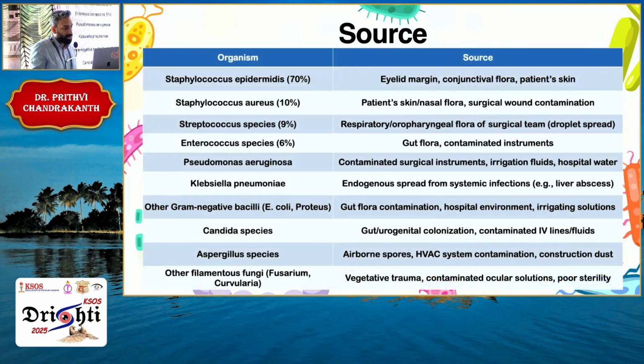These are the sources of each infection, each organism, from where we get it. Staphylococcus from the eyelid, most of it is in the ocular flora itself, and a few of them, Pseudomonas and Klebsiella, can happen due to hospital contaminated surgical instruments, and so all these things need to be taken care of.